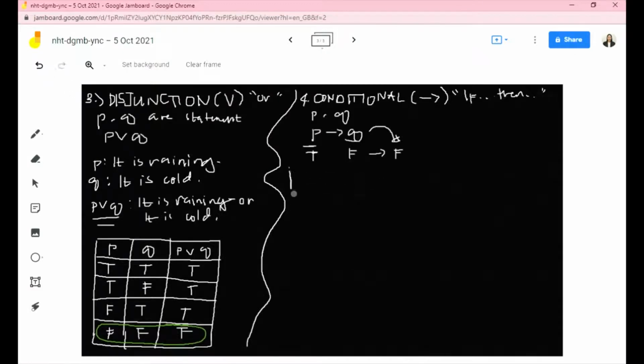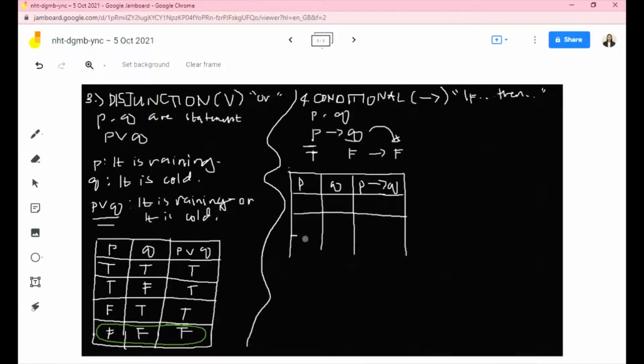I'm having trouble drawing a straight line here. So we have P, Q, and P implies Q. Now we still have two propositional variables here, so we'll have 4 rows again. And the pattern continues. The pattern is just the same. T, T, F, F, T, F, T, F. So let's start.